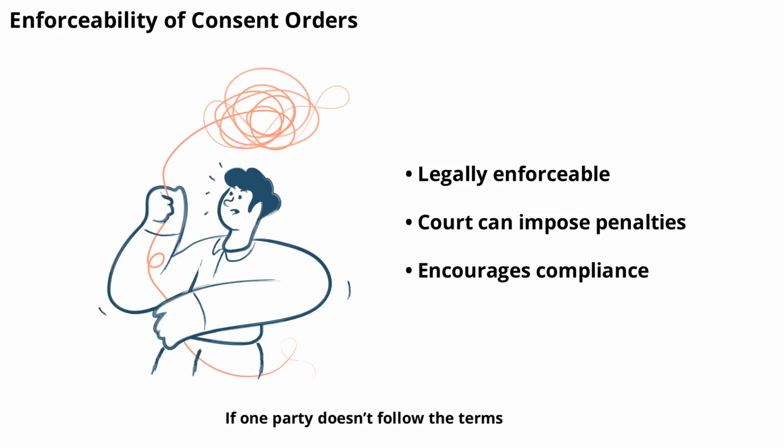If one party doesn't follow the terms, the other can ask the court to enforce the order. This might involve penalties or other legal consequences. The enforceability of consent orders gives both parties confidence that their agreement will be respected. It also encourages compliance, since there are real consequences for breaking the order. This legal backing is a key reason why consent orders are so effective.